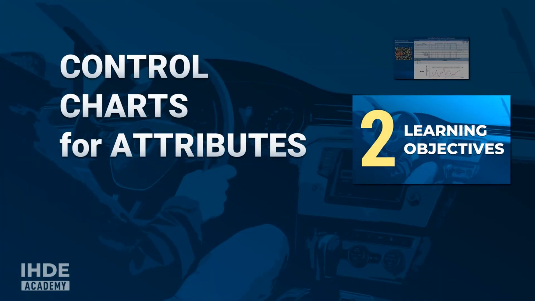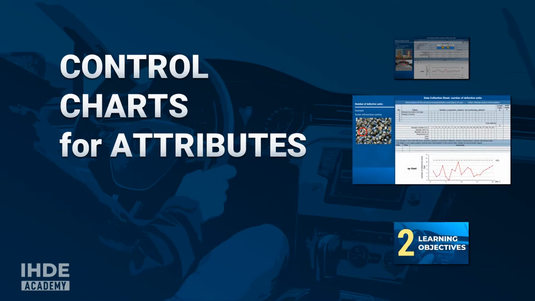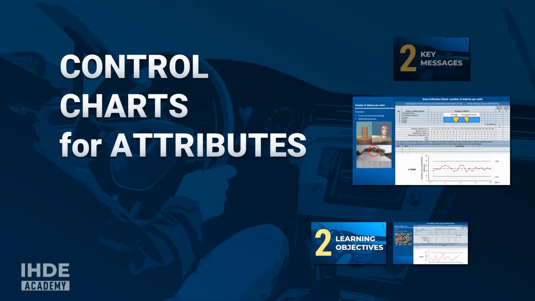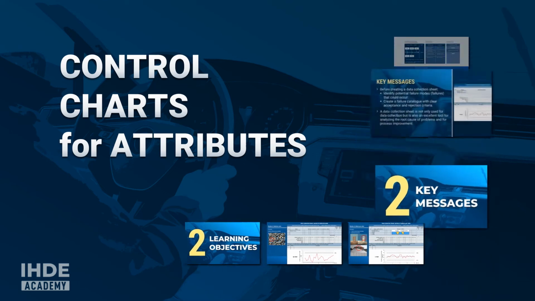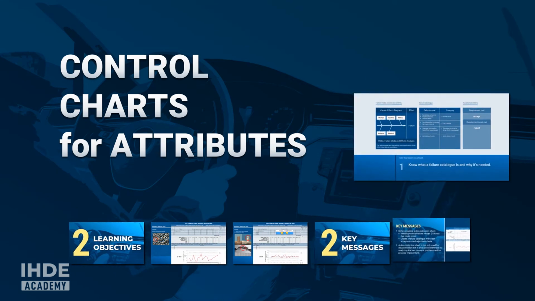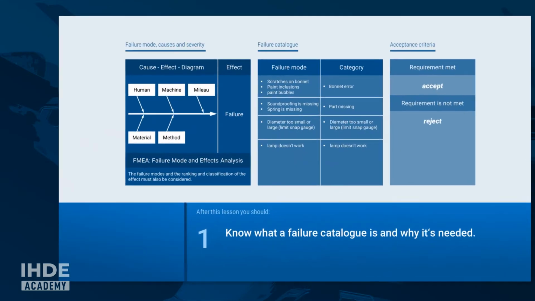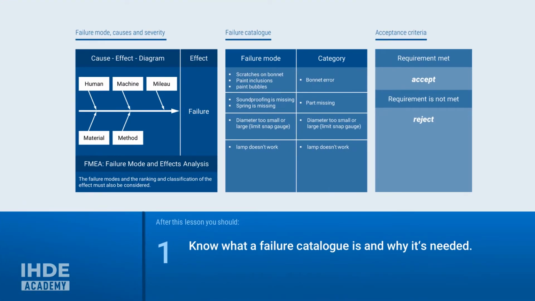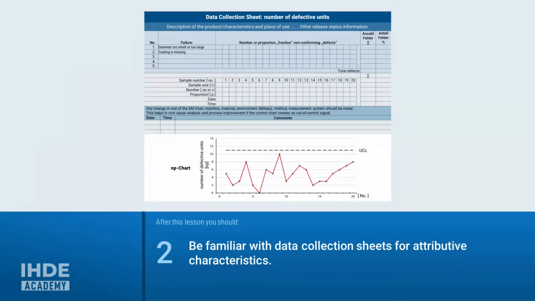This lesson is about the data collection sheet for a structured data collection for control charts. And hello again to this lesson, which essentially has two learning objectives. At the end, you should know what a failure mode is and be able to name some examples. Furthermore, you should of course be able to create a simple data collection sheet.